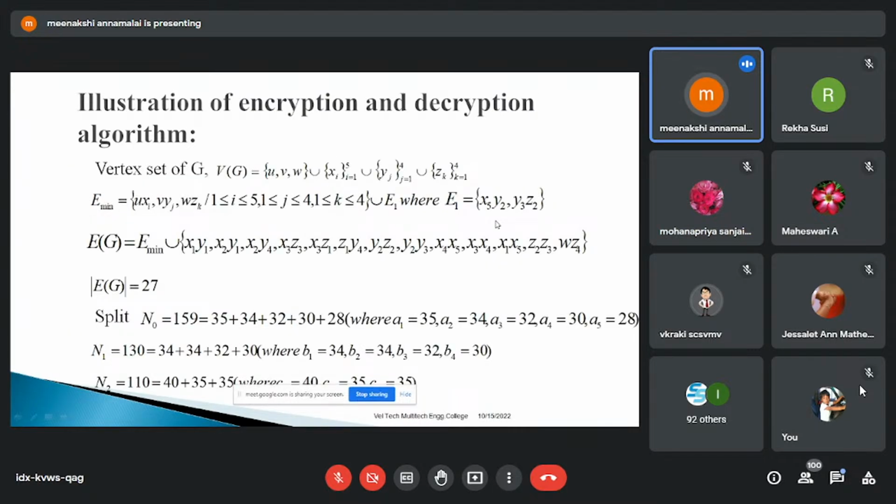There is x5, y2, y3, z2, and E of G for the minimum, and then I make it a union. So I have to neglect the edges which are affecting the efficient dominating set. So I neglected them.